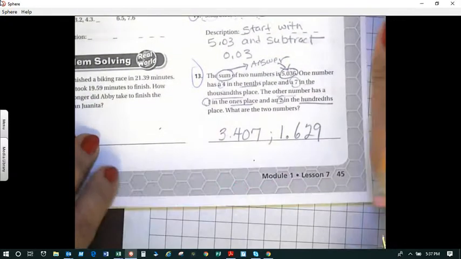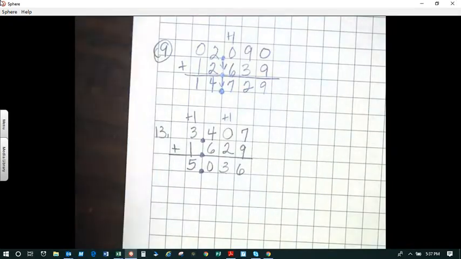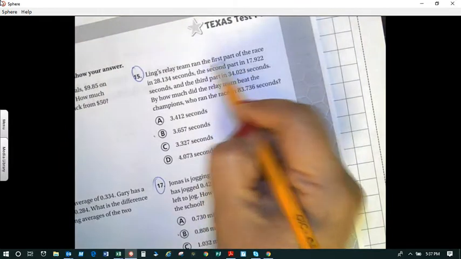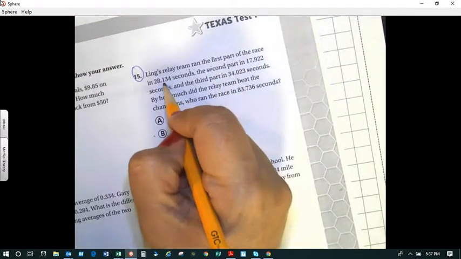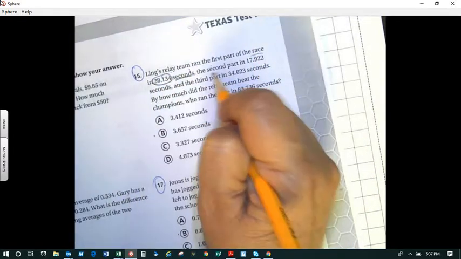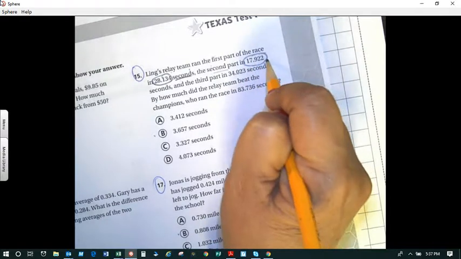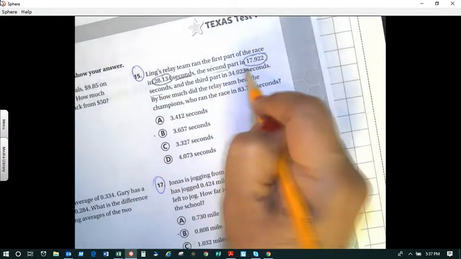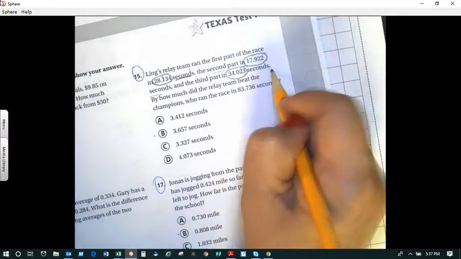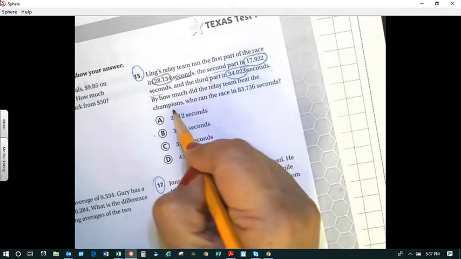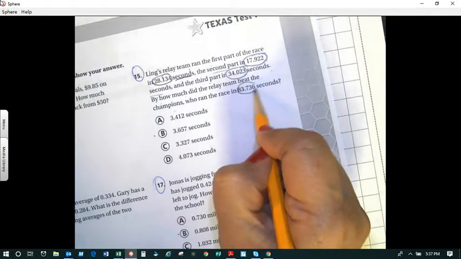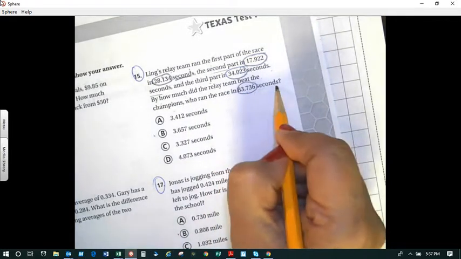Let's move on to the next one, because we are almost done with the homework for tonight. And so I'm looking at Ling's relay team. Oops, where are we? Ran the first part of his race in 28 and 134 thousandths seconds. The second part was in 17 and 922 thousandths seconds. And the third part was 34 and 23 thousandths seconds. By how much did the relay team beat the champions, who ran a total of 83 and 736 thousandths seconds?